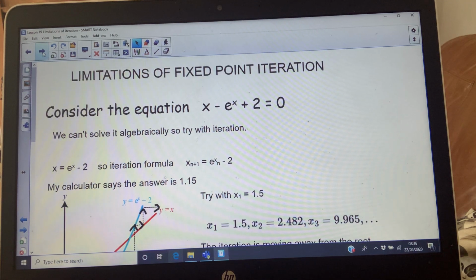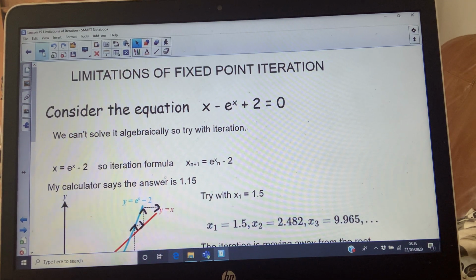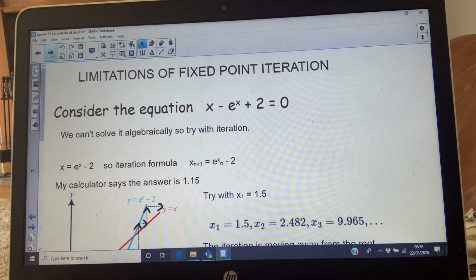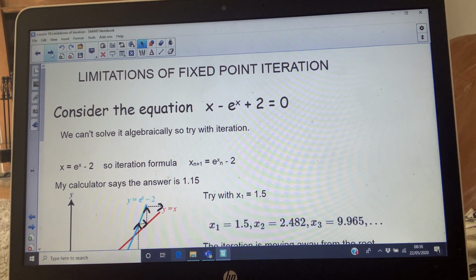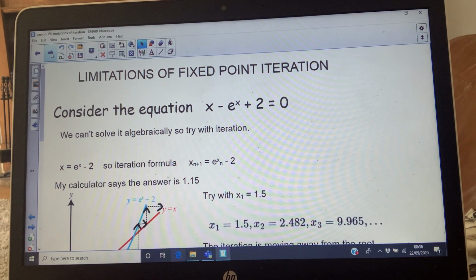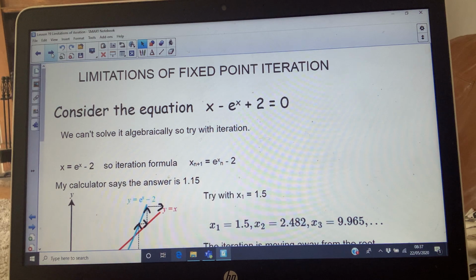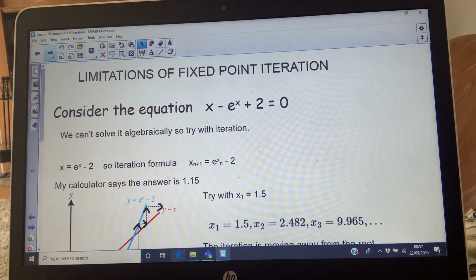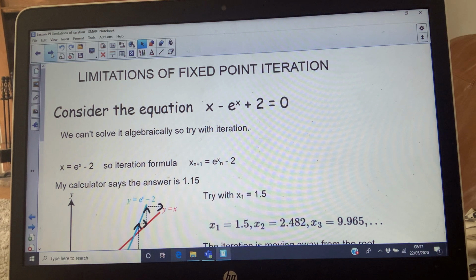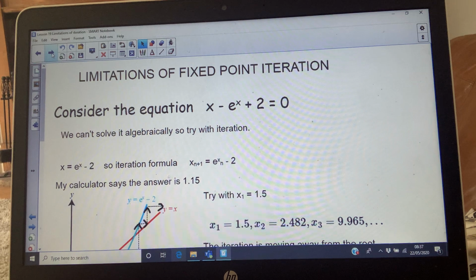Right, what we're going to look at today is the limitations of iteration, of fixed point iteration. Now, we can only really go so far with this topic because we haven't done the year 13 differentiation, and the year 13 differentiation and integration is a really big topic that we're hopefully waiting to do when we get back to school.